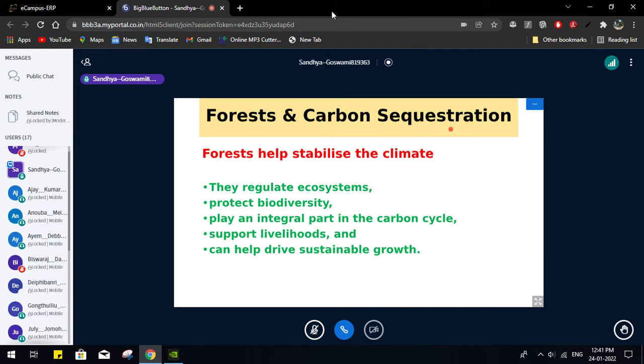Now, forests and carbon sequestration. How are forests playing a role in carbon sequestration? First of all, keep it in your mind that when we talk about forest, in a forest there are trees, then shrubs, grasses, and soil. That whole forms the forest ecosystem.